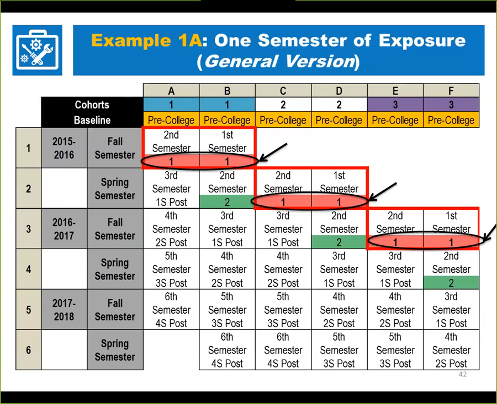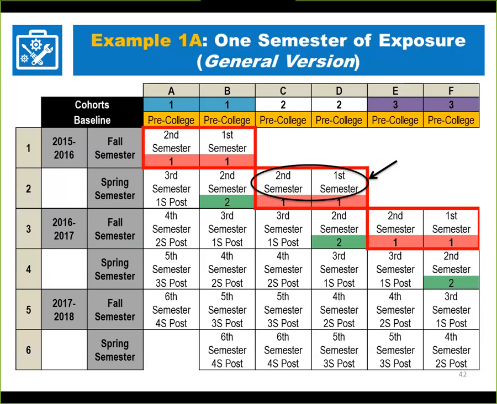The students in the sample will be different grade levels when outcomes are measured. Some will be in their first semester in college, and others will be in their second semester in college. And students will have outcomes measured at different times relative to the start of the intervention. Some students will have outcomes measured in semester 1, fall 2015 in this example, some in semester 2, and some in semester 3.